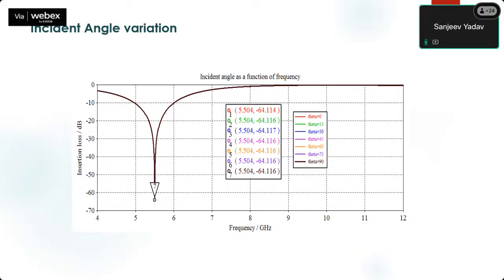Yeah, I was talking about the incident angle variation. Here you can see that we have varied the incident angle from 0 to 90 degrees. For each and every angle, we are getting the same results. Here you can see that by rotating the structures, that is the incident angle, we can get this type of results.